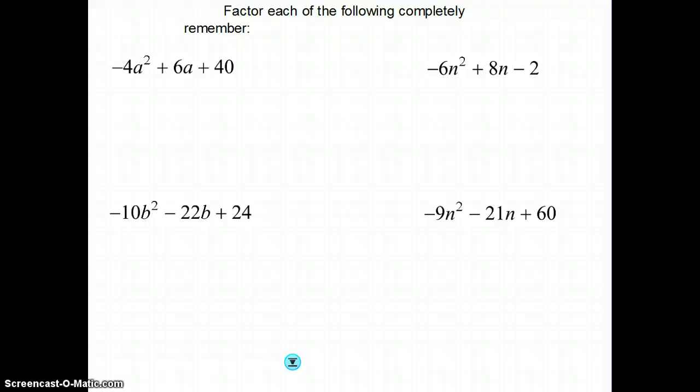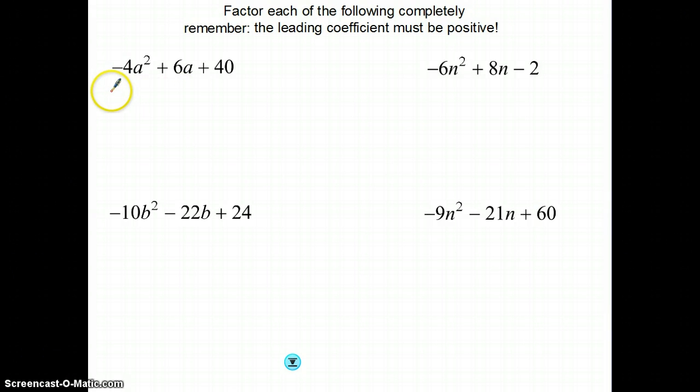The second and last concept I want to cover is factoring when your leading coefficient is negative. Remember, your leading coefficient must always be positive. So step 1, anytime we're factoring, we look for the greatest common factor of all three terms. In this case, even if there was nothing else in common, since that leading coefficient is negative, we would have to factor out a negative 1.